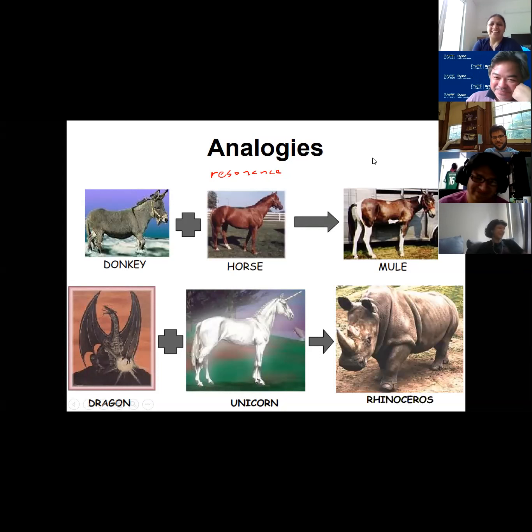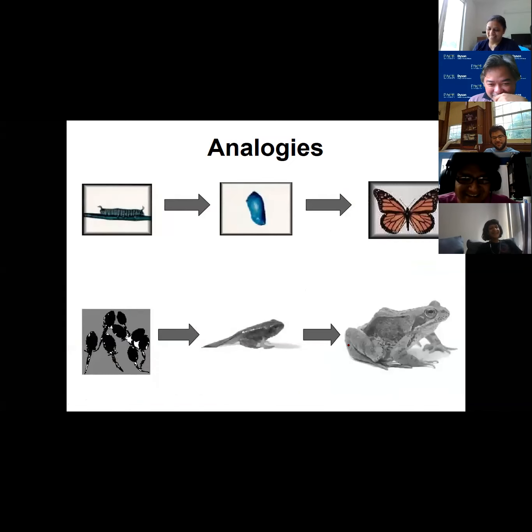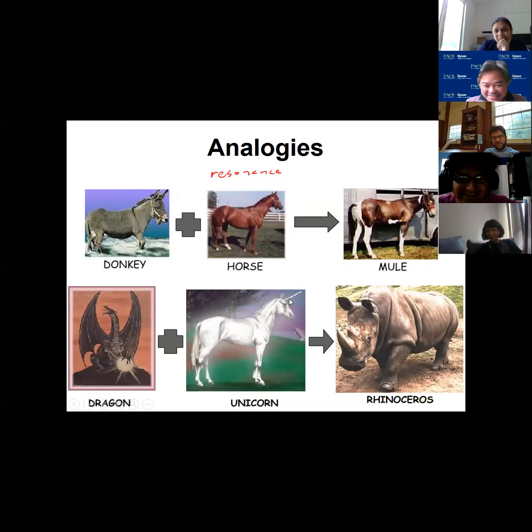A rhino. Now you might say, why Pegasus? So this one was obtained from the unicorn, and the scales were obtained from the dragon.